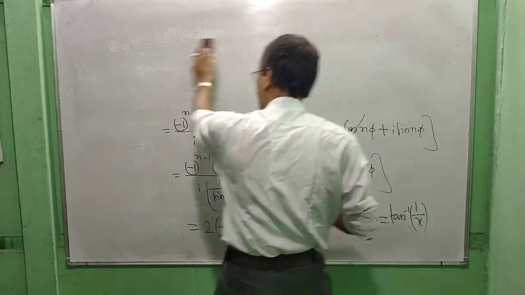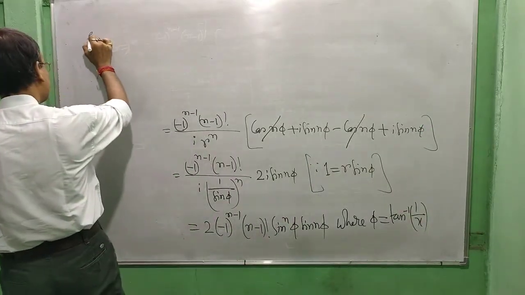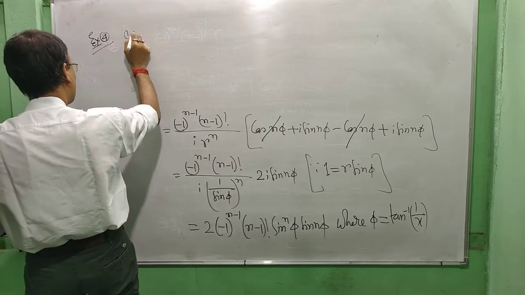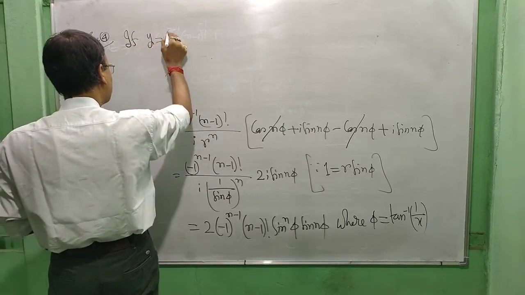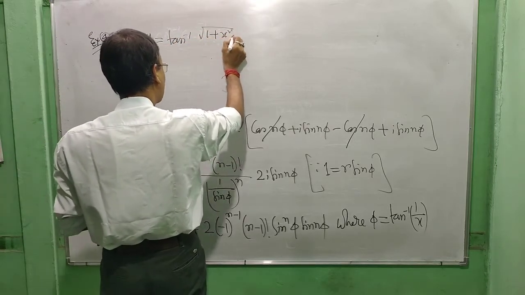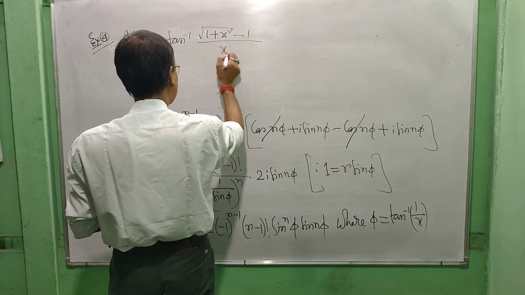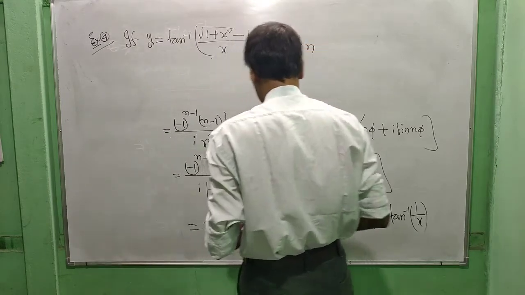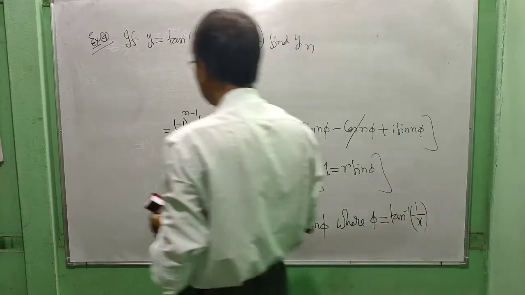Next problem, number 4. If y equals tan inverse of (root over 1 plus x square minus 1) divided by x, find yn.